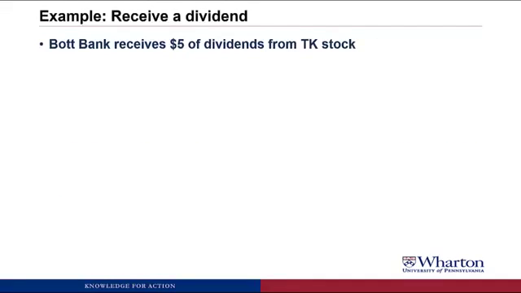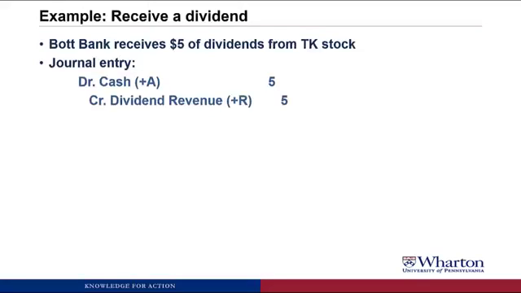Now we receive dividends from TK stock. So Bot Bank gets a $5 dividend payment from TK stock. Their journal entry is debit cash, so they receive cash, $5, credit dividend revenue. So you get to record this as a source of revenue on the income statement, $5.